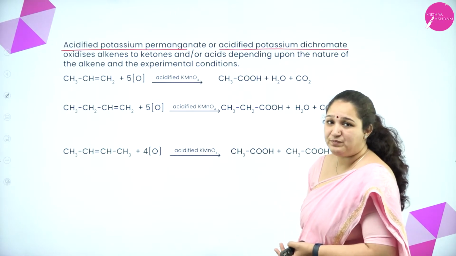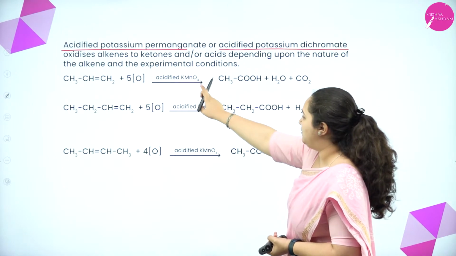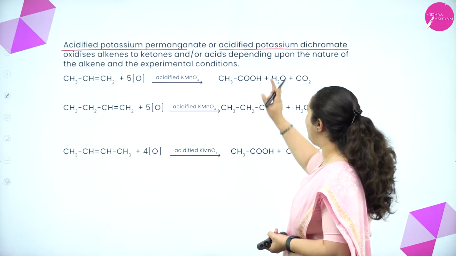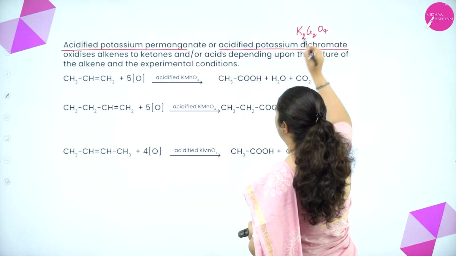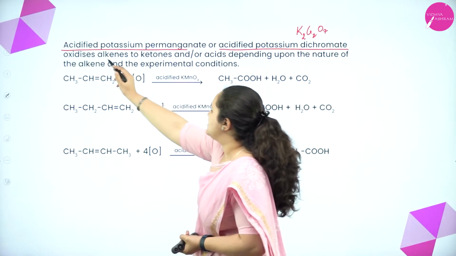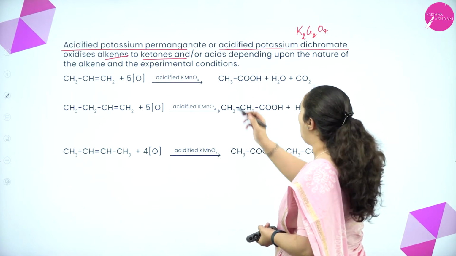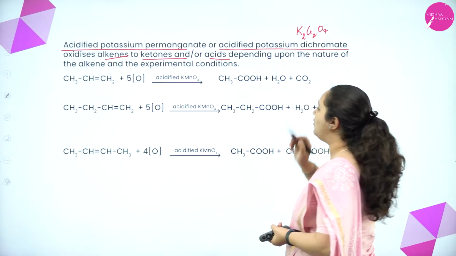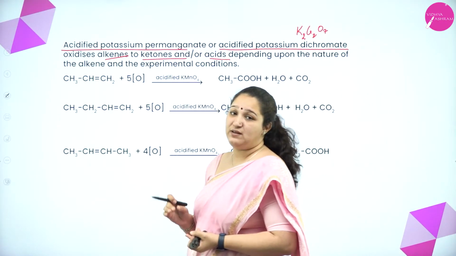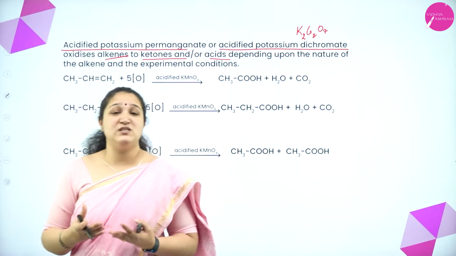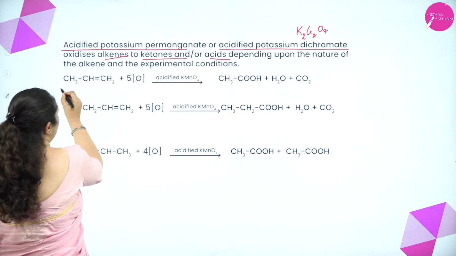What will happen to alkenes with acidified potassium permanganate or acidified potassium dichromate, that is K2Cr2O7? Alkenes get converted to ketones or acids depending upon the nature of the alkene and the experimental conditions. So it depends on which alkene we have taken. Here, for example, we have taken propene.